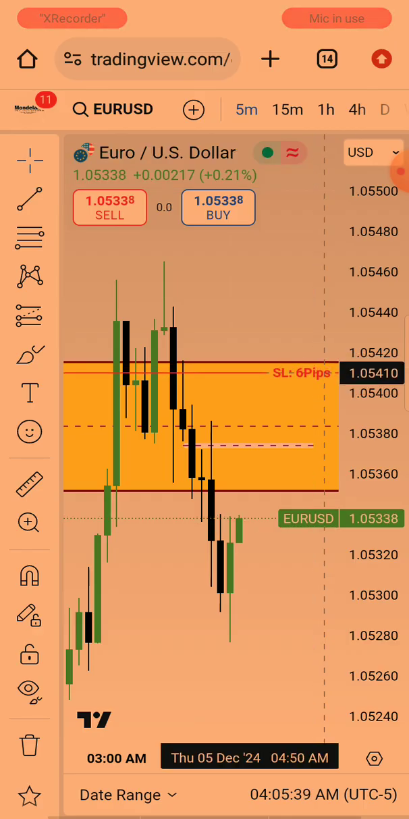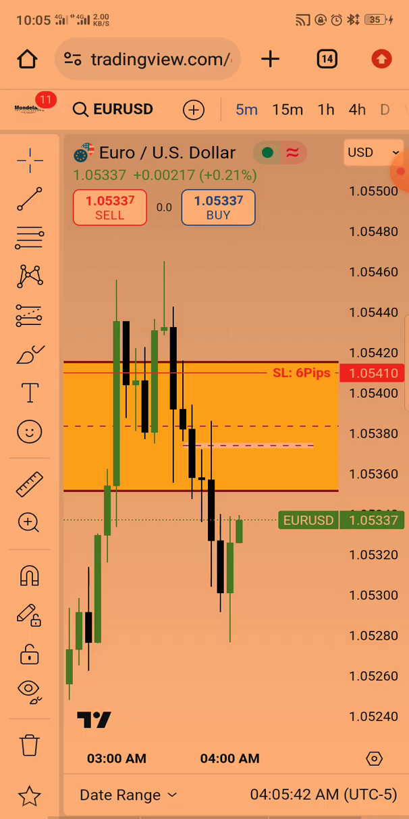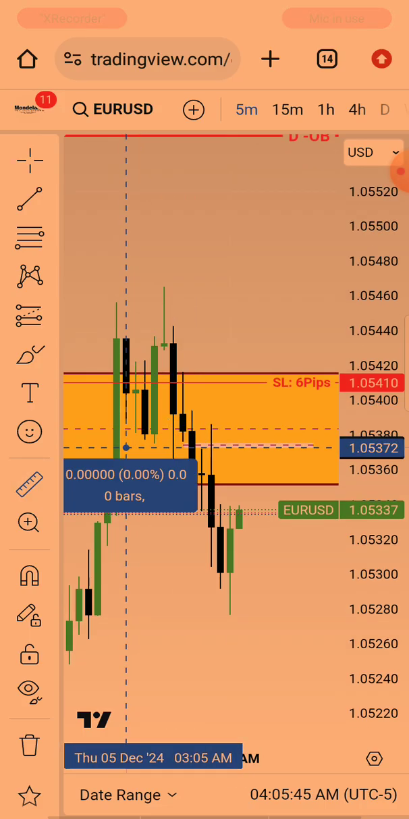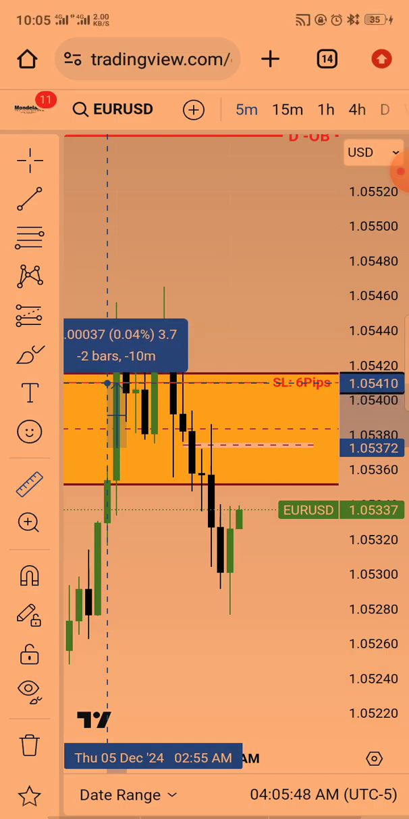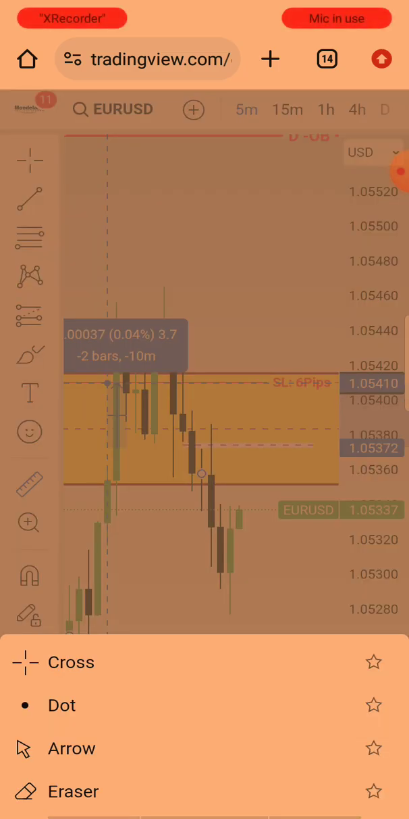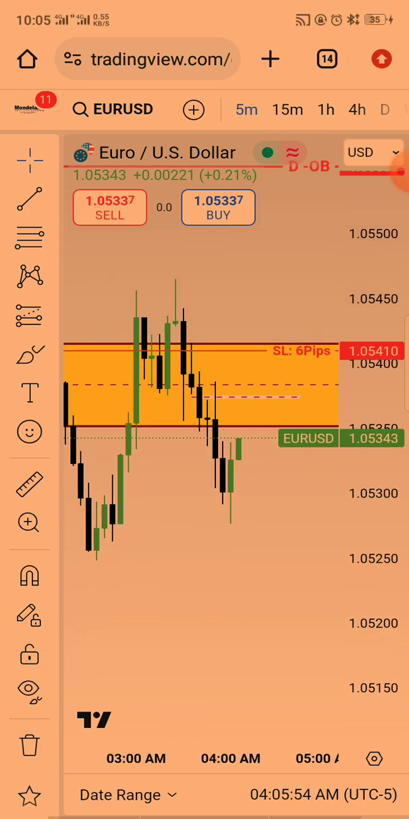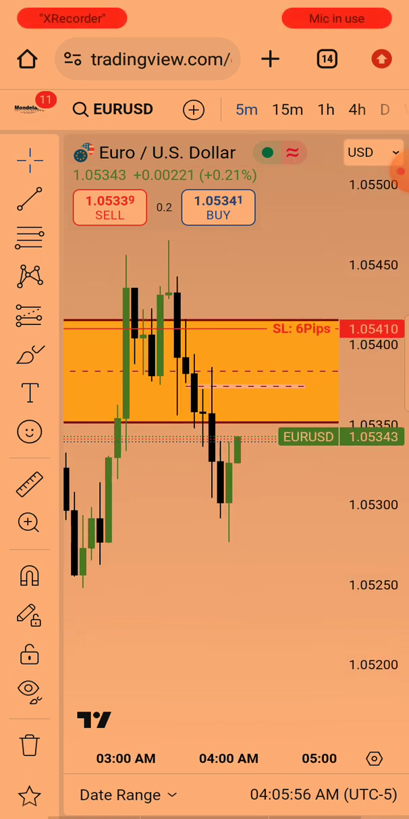So let me put my stop loss here. I have to reduce my risk right now. So my risk on this trade now is no longer $6. Now if it takes me out, I'm going to lose just $3 or $3.7. That's what I'm going to lose. So let me adjust my stop loss there.